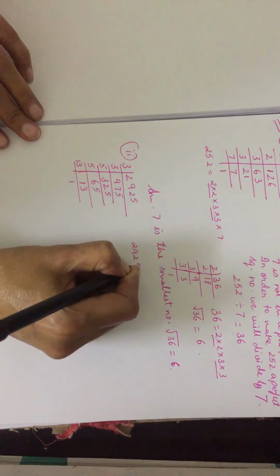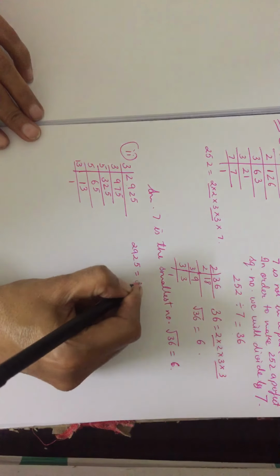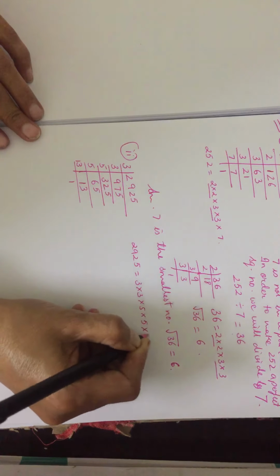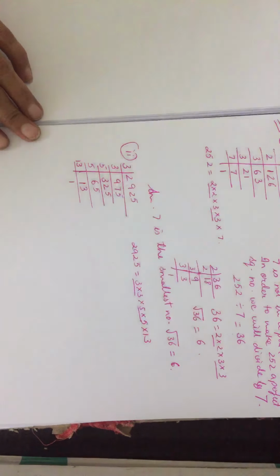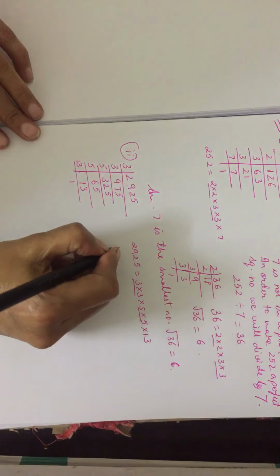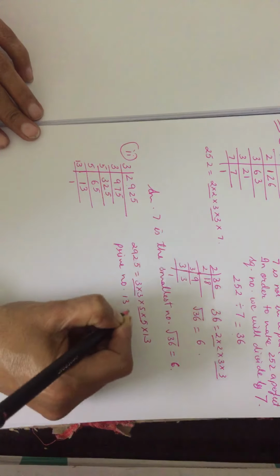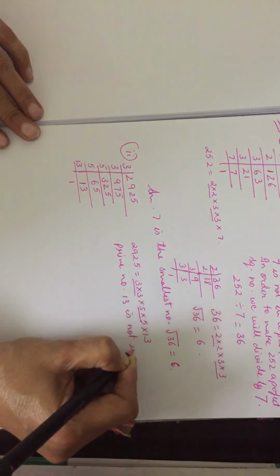So what are the prime factors of 2925? 3 multiplied by 3 multiplied by 5 multiplied by 5 multiplied by 13. Start making the pairs. It's very clear that prime number 13 is not in a pair.